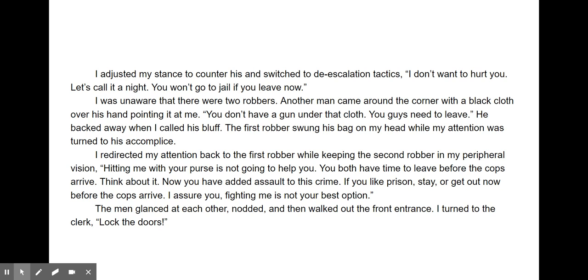I don't want to hurt you. Let's call it a night. You won't go to jail if you leave now. I was unaware that there were two robbers. Another man came around the corner with a black cloth over his hand, pointing it at me.